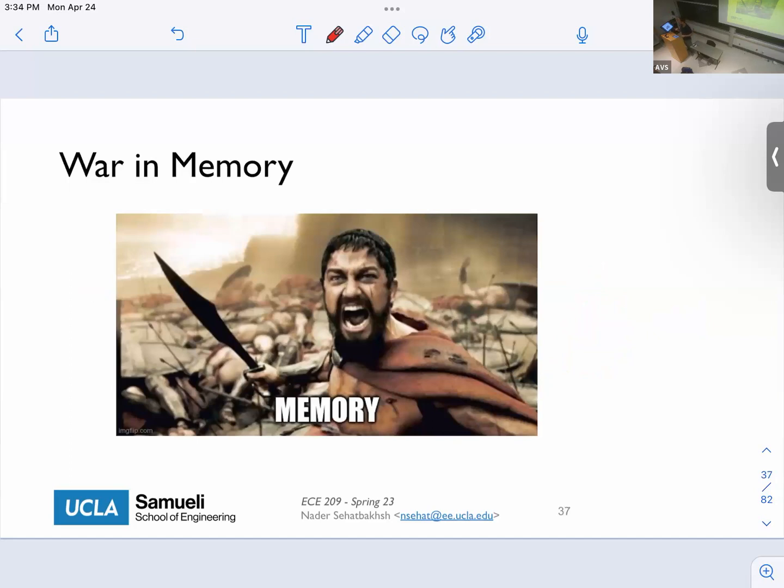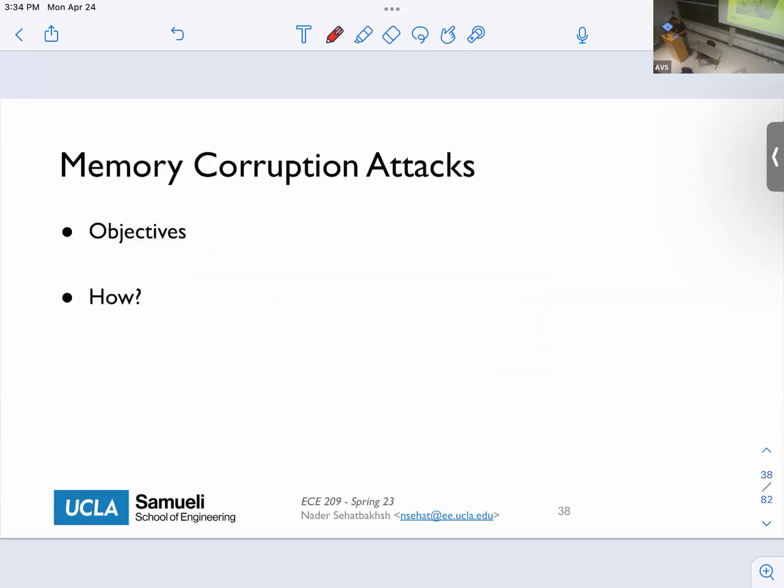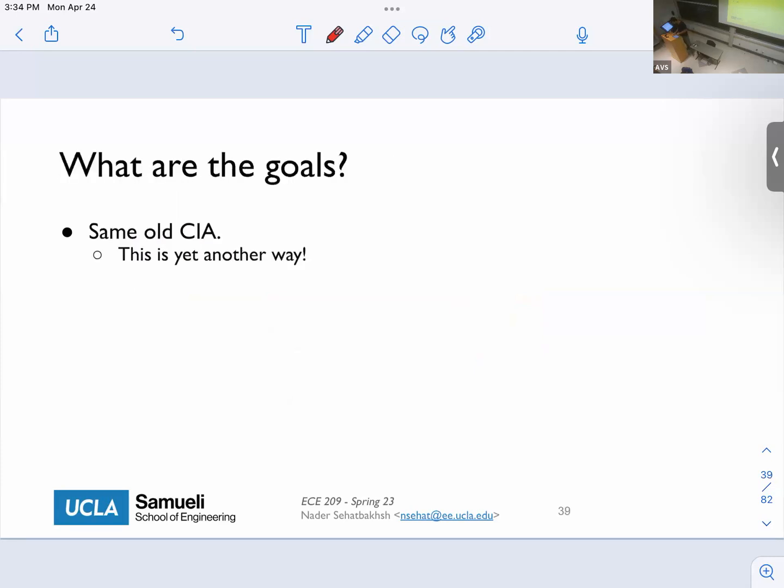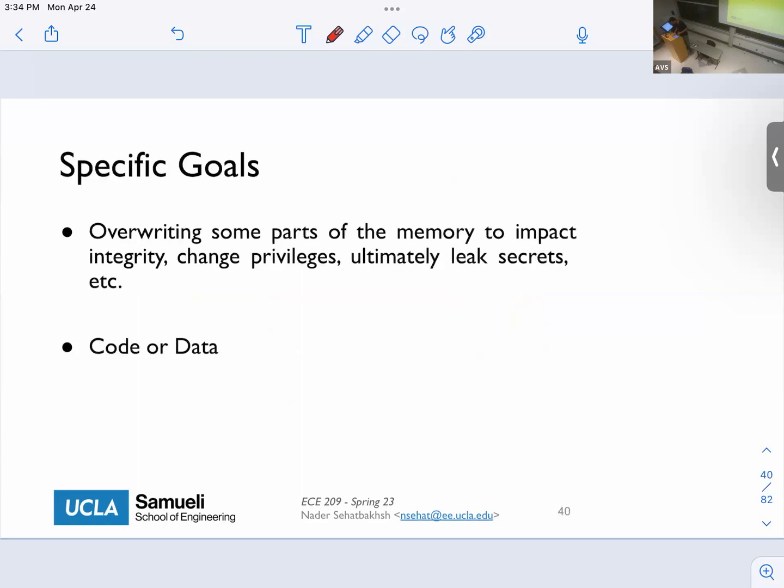So let's now talk about the type of attacks that don't necessarily involve downloading any specific file, but are actually exploiting existing problems in your system. That's really what we call memory corruption attacks. Let's talk about the objectives, and how we can actually do that. The goals are the same. As an adversary, you want to hurt the system and create some harm. So confidentiality, integrity, availability, the same sort of things.